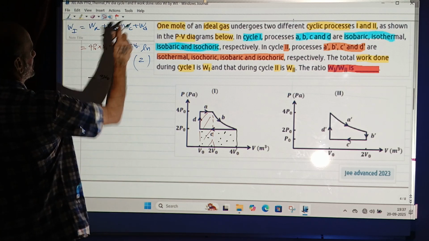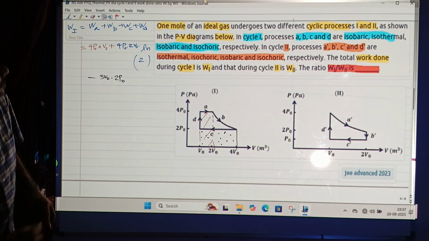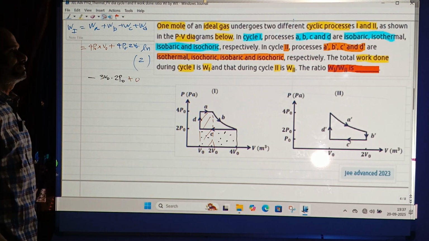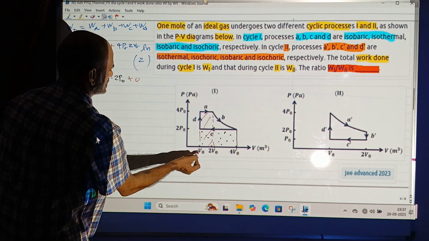So the fourth work done for process D is 0. Volume change is 0. Work done is PdV. When dV is 0, work done is 0. So in this process, the volume is constant, so there is no work done.